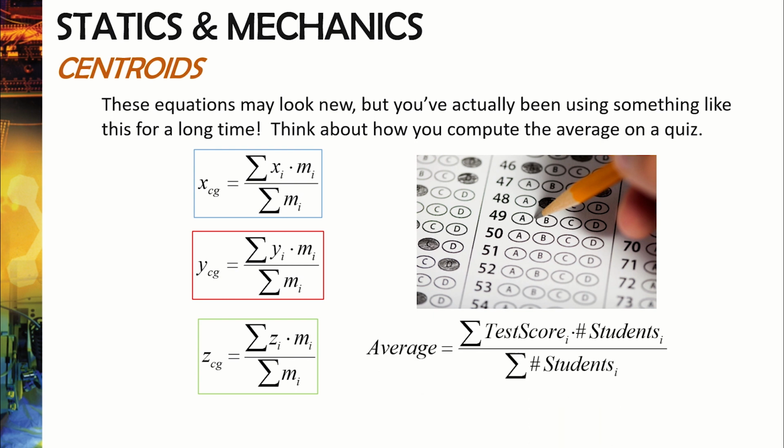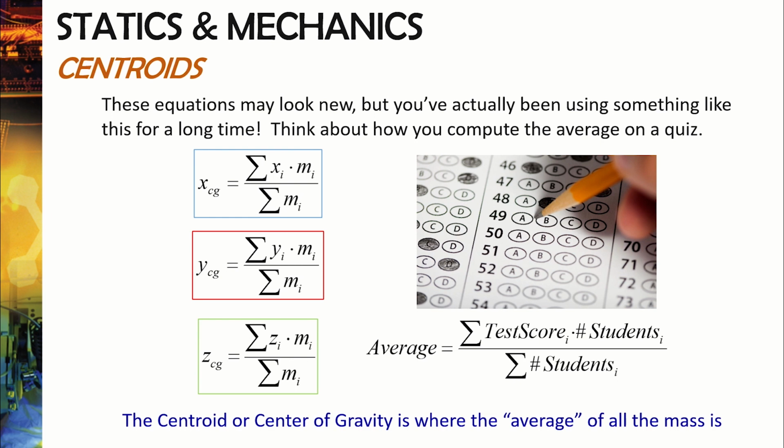The equation that you use for average on a test is as follows. And if you look, it's actually pretty much the same exact equation as the center of mass equations. Really, the idea is that the centroid, or center of gravity, is where the average of all the mass is. And let me explain this a little bit more closely.